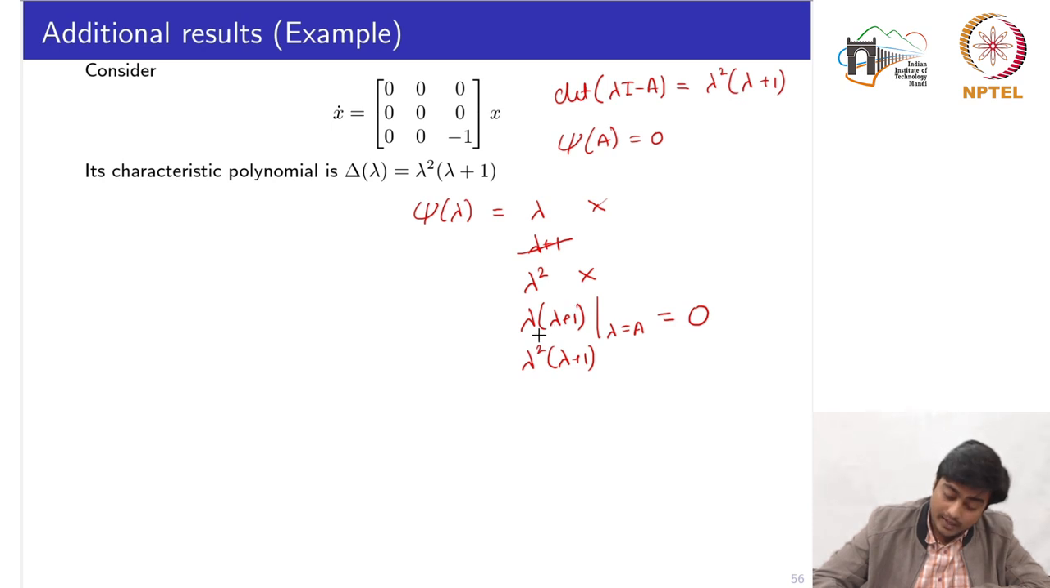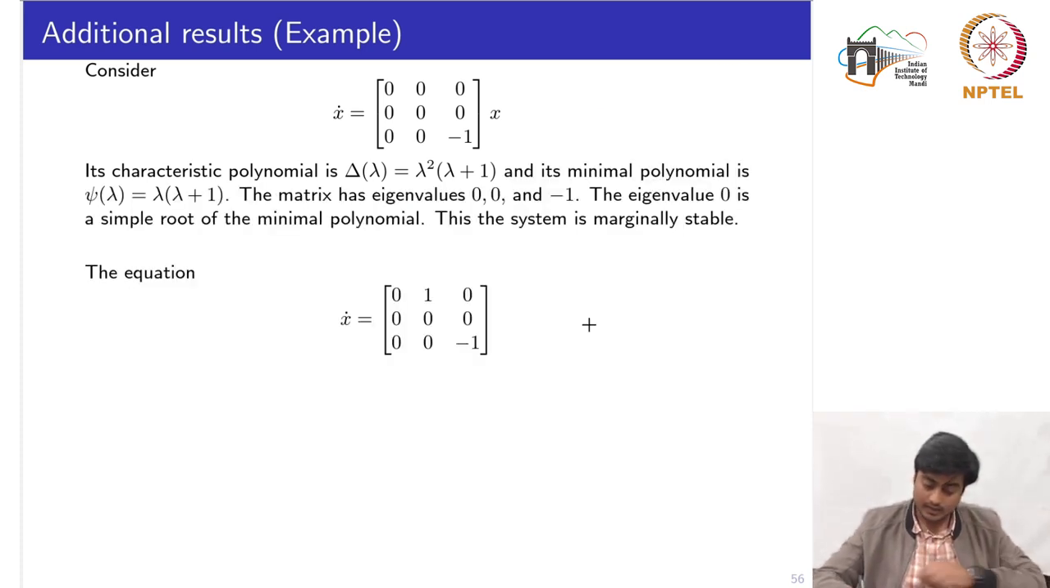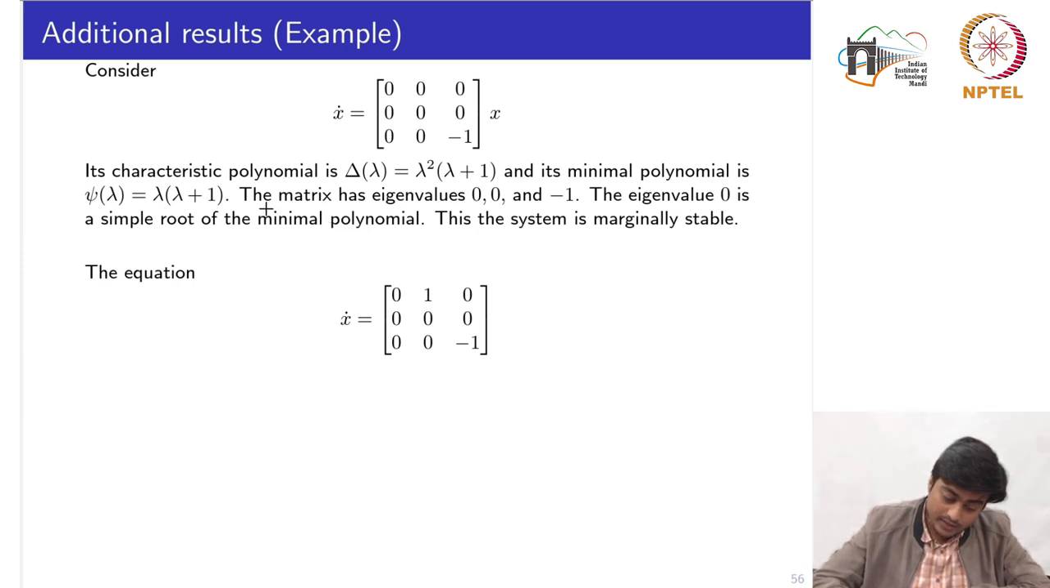Now if I compute the eigenvalues or the roots of this polynomial, it contains a simple root only at lambda equal to 0. So this says that the matrix has eigenvalues, two eigenvalues at 0 and the third eigenvalue at minus 1. But if I compute the roots of the minimal polynomial, it has a simple root at 0. So this system is a marginally stable system.